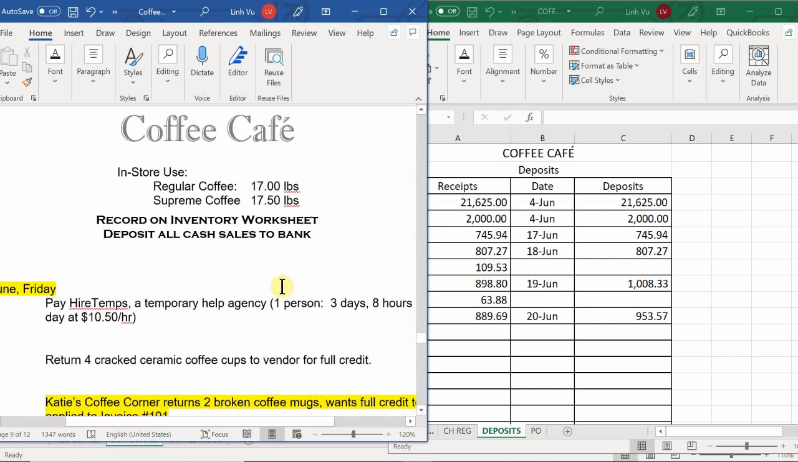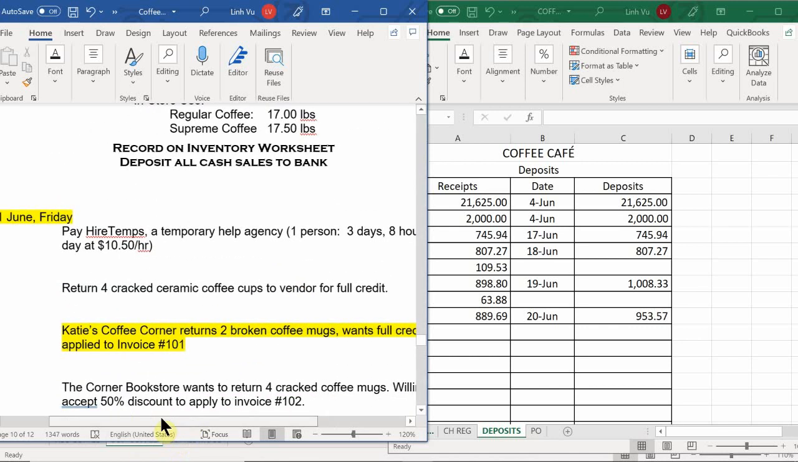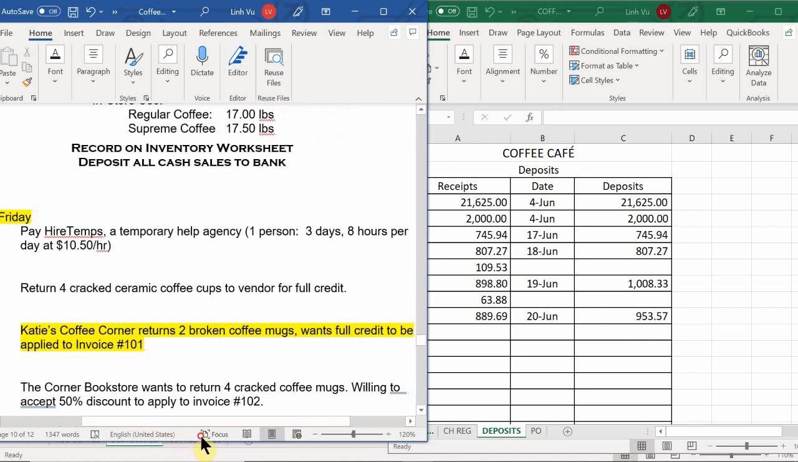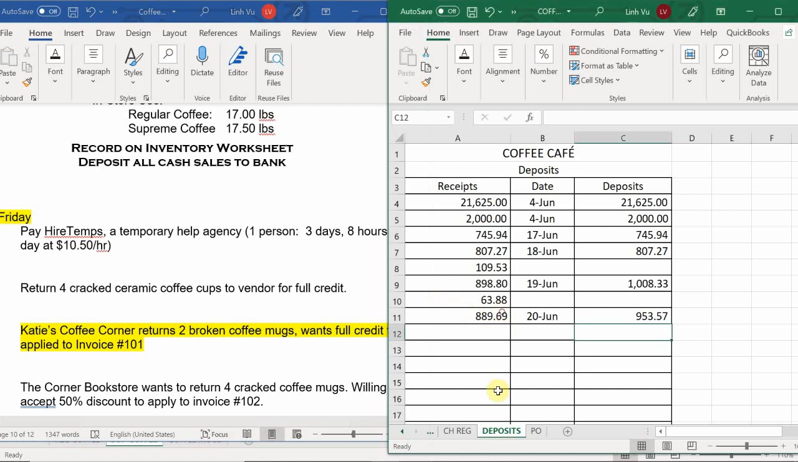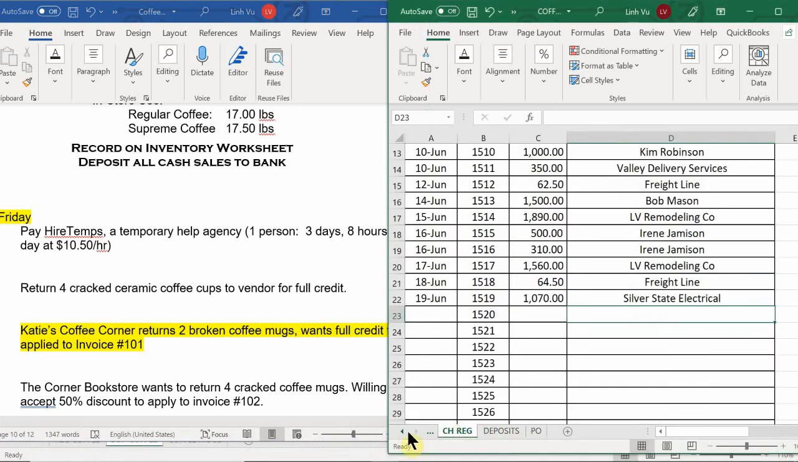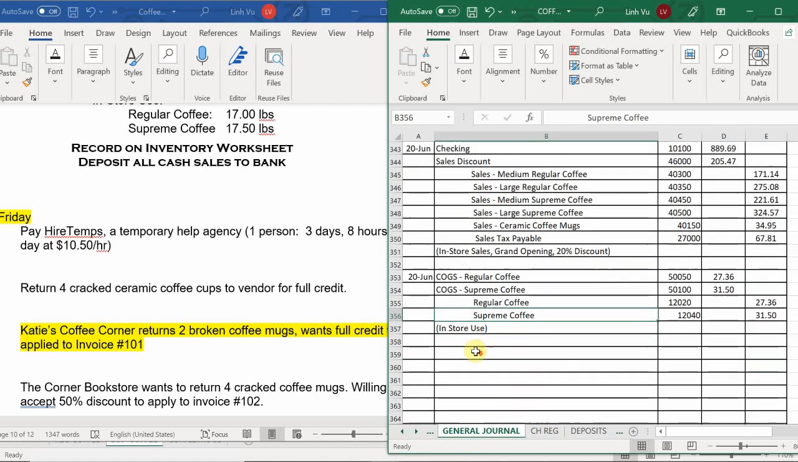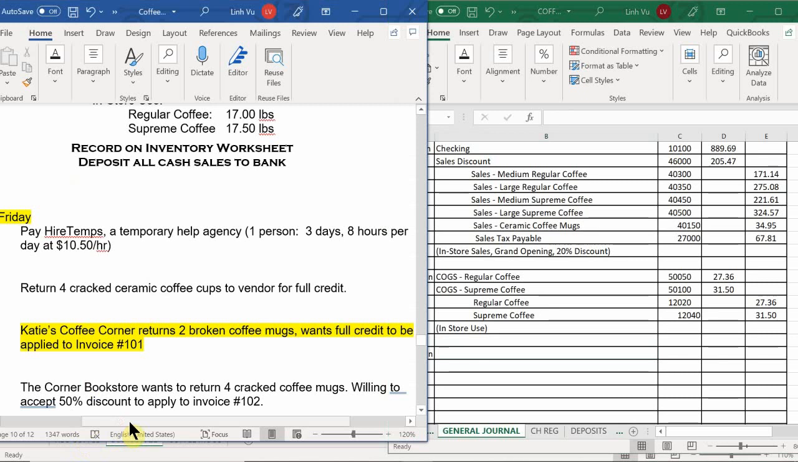Okay. So let's see what happened here on the 21st. Let me see what happened here. So we pay. Oh, we hired the temporary. We have to pay her. Okay, so we have to pay for the temporary worker. So we have to calculate how much we pay.